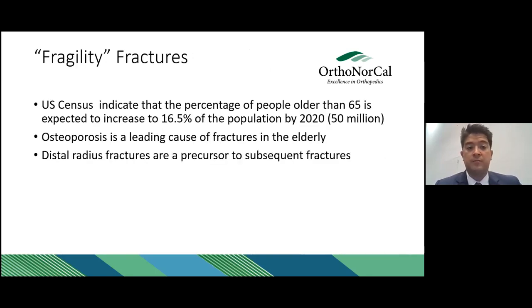So talking about fragility fractures, the U.S. Census indicates that we're going to be increasing our elderly population greatly by 2020, or this is actually an old stat, to 50 million. So it keeps increasing every year. And osteoporosis is the leading cause of fracture in these elderly patients. Distal radius fractures, unfortunately, when seen in these types of patients, can be a precursor to other fragility or osteoporotic fractures. So these are patients I see a lot in my practice.